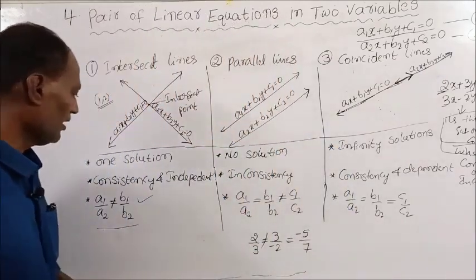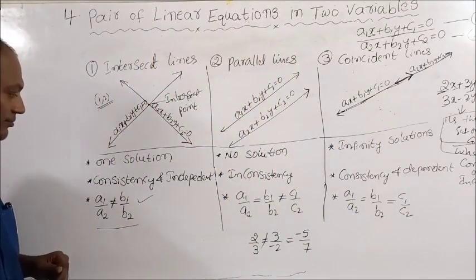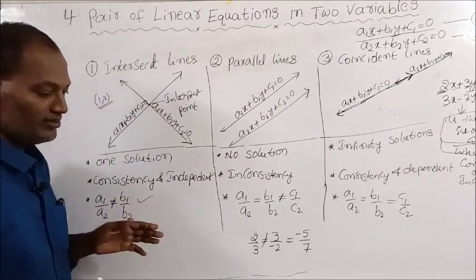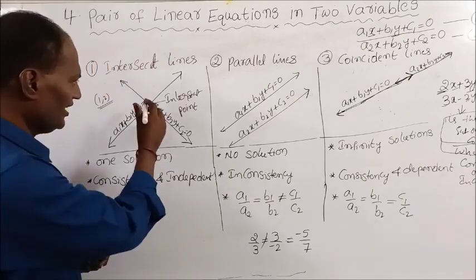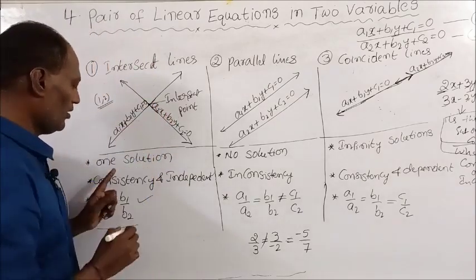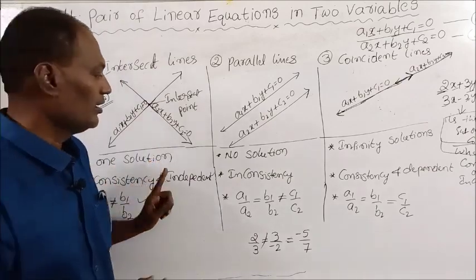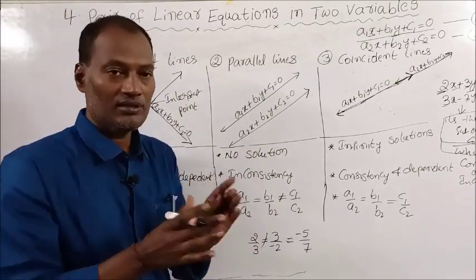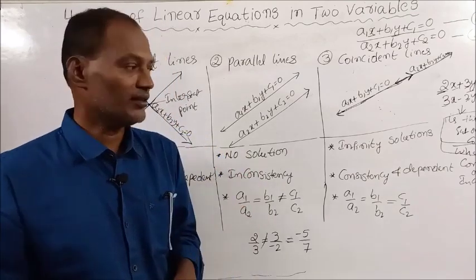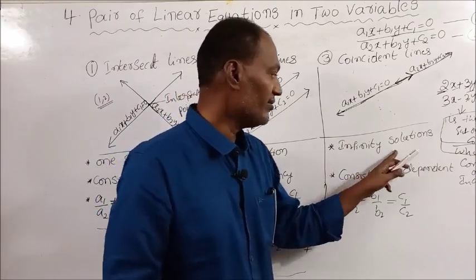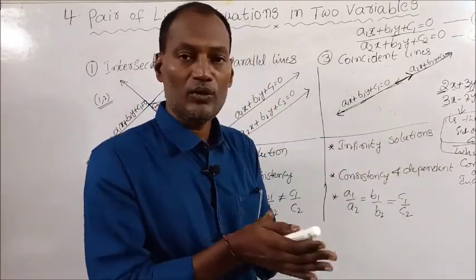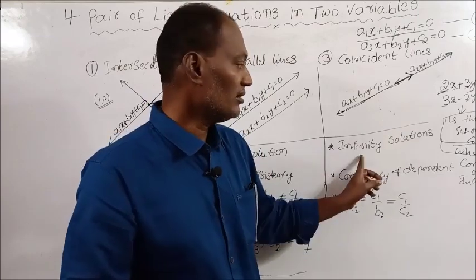Again, there are three important things. This one has one solution, meaning one common point. They are intersecting like this, and this is the common point. This one has no solution because the lines do not intersect. And this one has infinitely many solutions because they overlap one another. That is called infinite solutions.